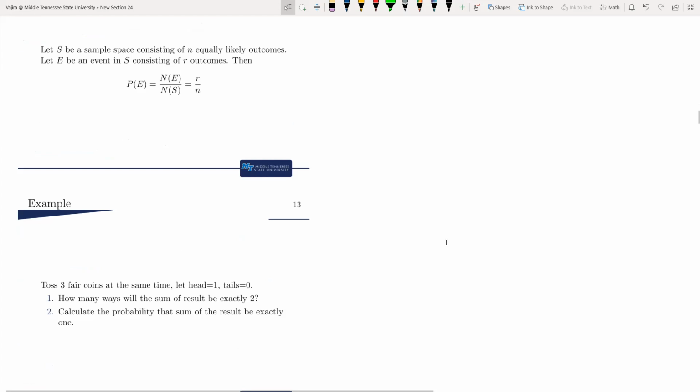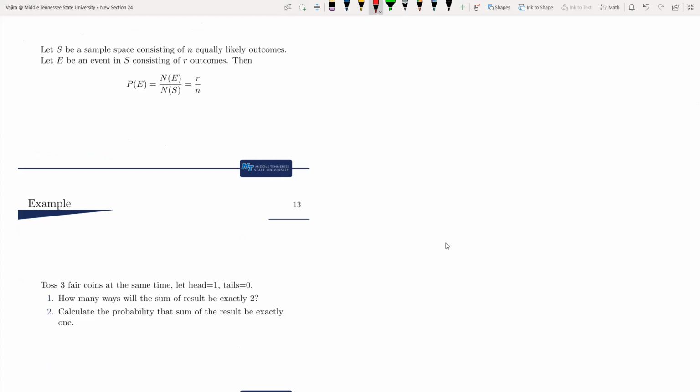Here you can see an example. This one says toss 3 coins at the same time, and they assign numbers: if it is head, 1; if it is tail, 0. And the question is, in how many ways will the sum of the results be exactly 2?